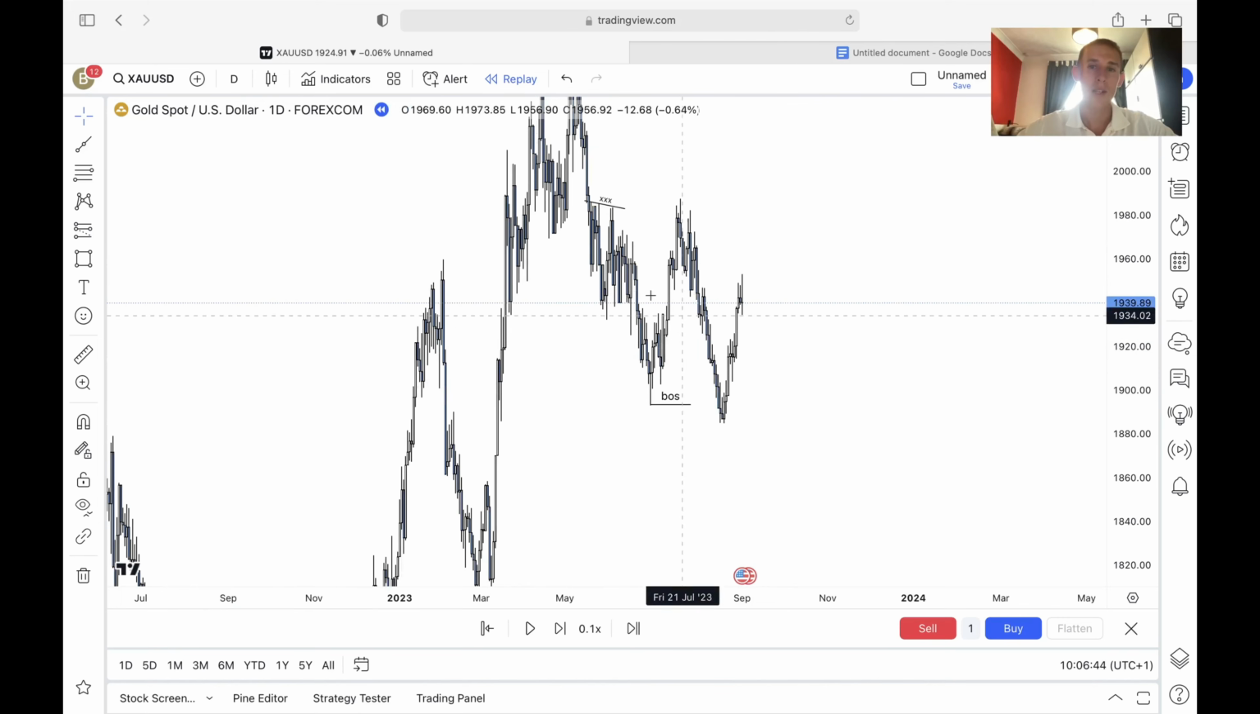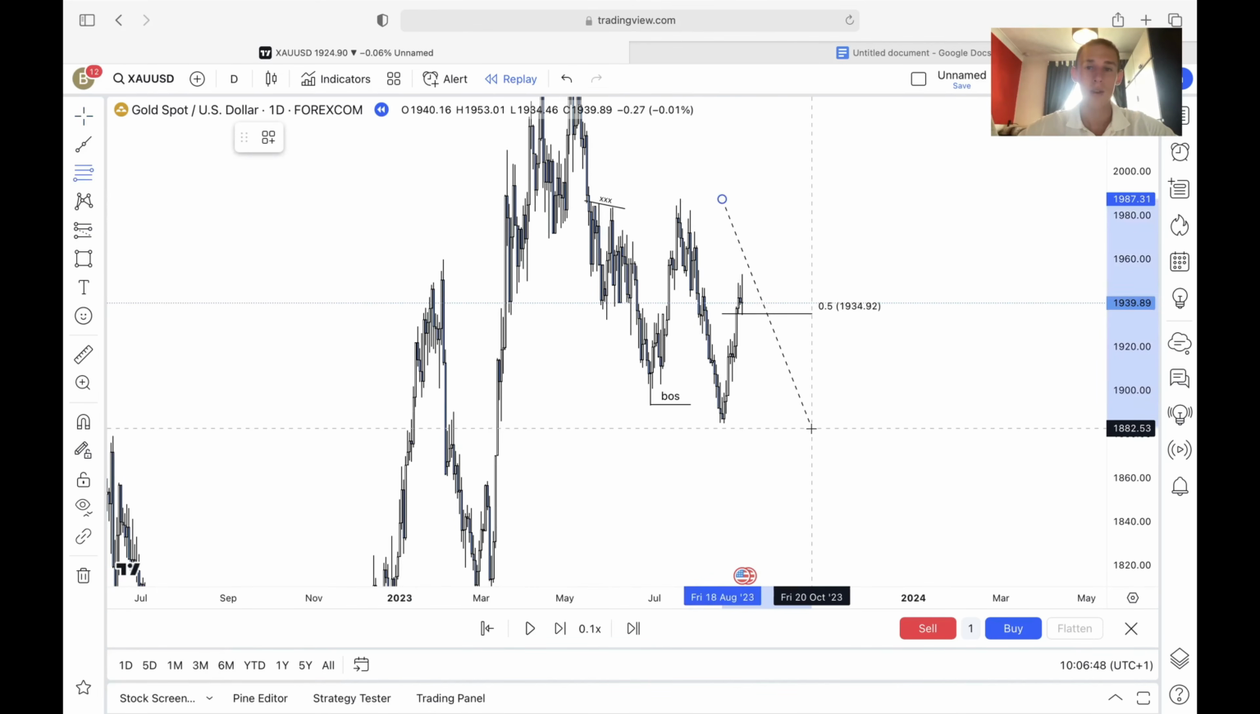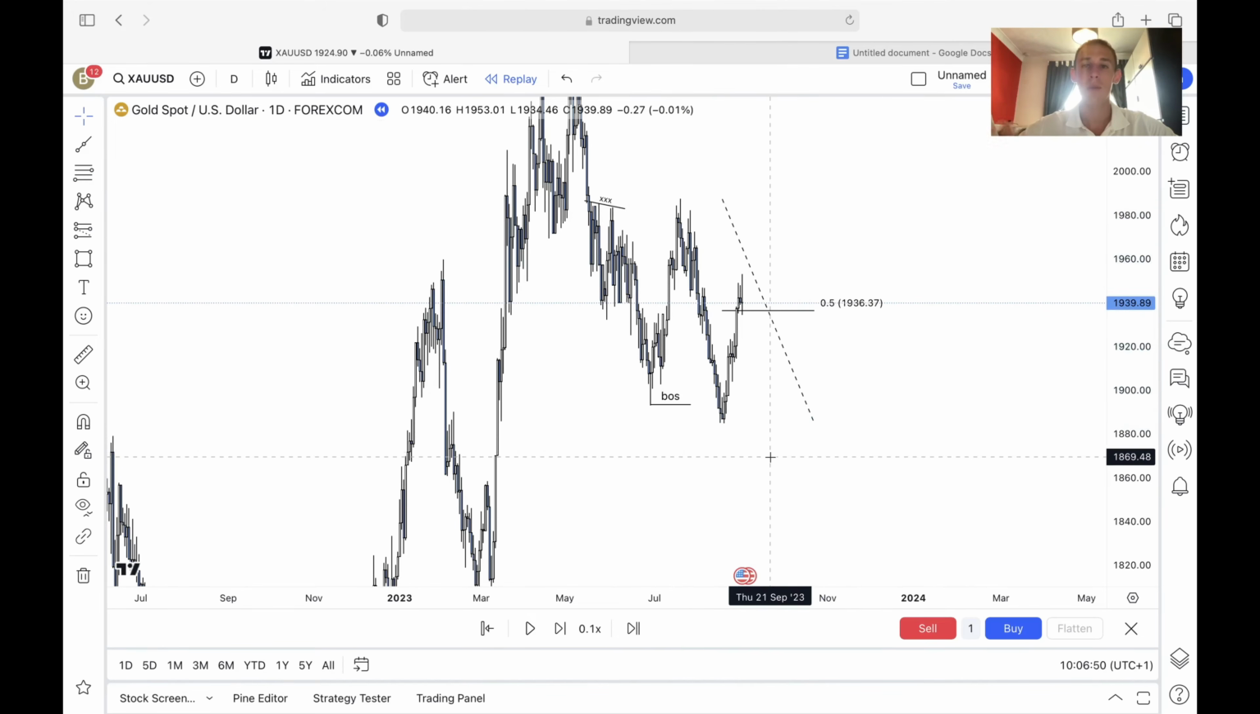Price has pulled back into a premium of the current daily leg, so from this low to this high. And by premium, if you're not familiar, it is above 50% of the fib retracement of that move. So between the low and the high, a premium is above the 50%, as we want to sell at the highest price possible and buy at the lowest price possible, which would be a discount.